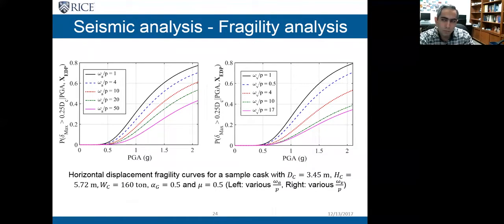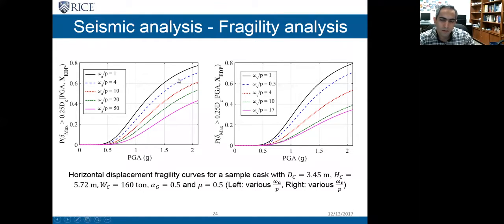And now we move to the fragility analysis. By fragility, I mean the probability of a response reaching or exceeding a limit for a given set of predictors. For example, in these plots, I'm interested in knowing the probability of the maximum horizontal displacement exceeding a limit. I chose 1/4 of the cask's diameter as the limit.